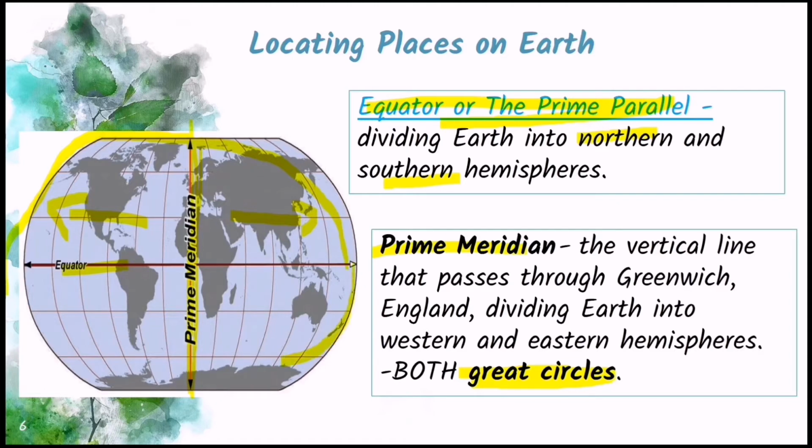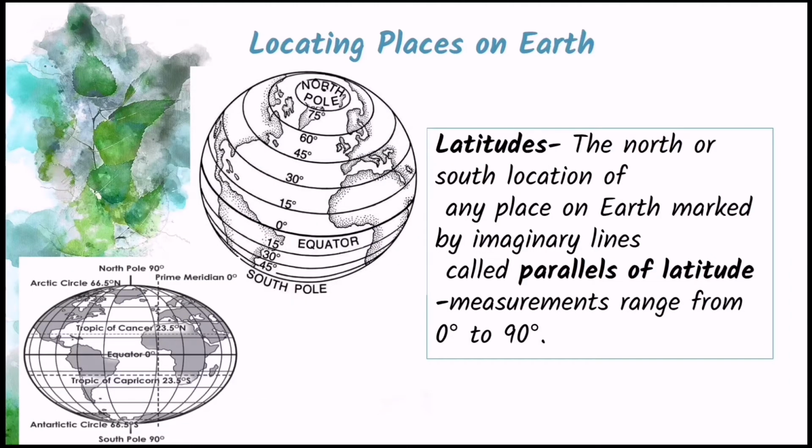In locating places, the north and south location kay naay ginatawag nga imaginary lines. Ang tawag nato aning north and south location is the latitude. Okay? The imaginary lines here na makita nato are called the parallels of latitude. Okay? Sa north and sa south, mao ni siya ang latitudes.